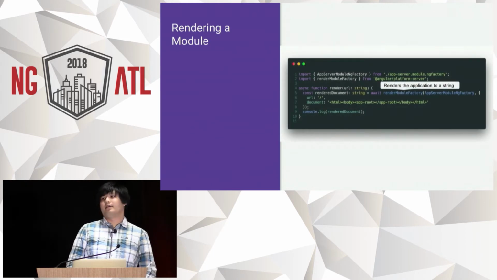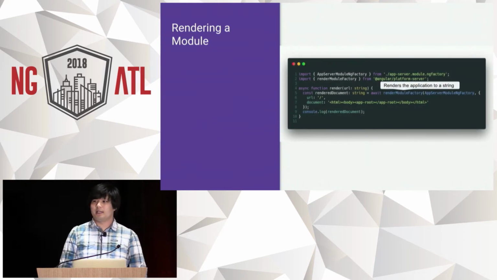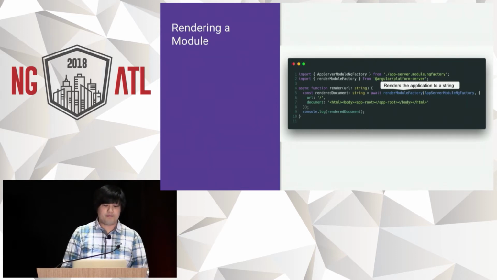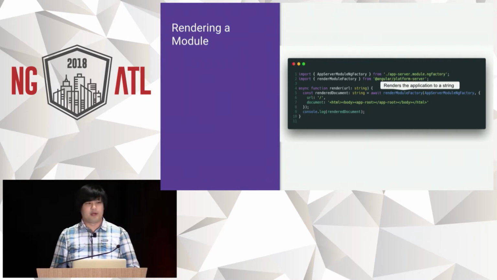The basic idea of rendering server-side is serializing your application state into a string, aka the document. You can use a render module factory function to render a given module factory into a document for a given route.